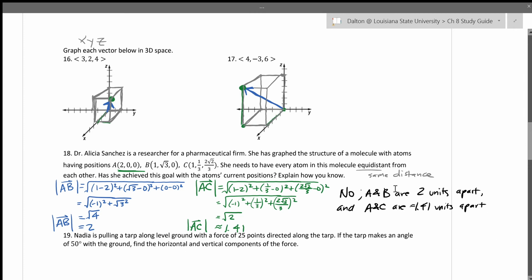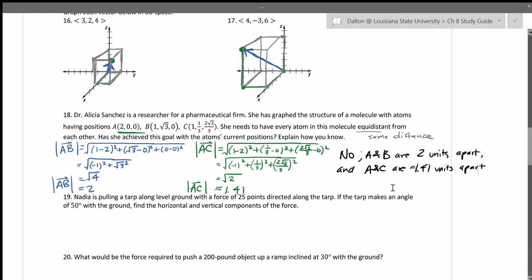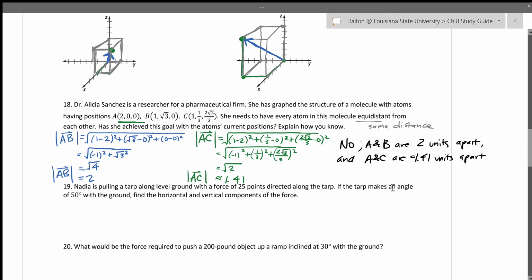Number 19, Nadia is pulling a tarp along level ground with a force of 25 pounds, directed along the tarp. If the tarp makes an angle of 50 degrees with the ground, find the horizontal and vertical components of the force. As mentioned before, anytime you have the ground as a part of your problem, that's going to be the horizontal component. So those two things typically will remain constant. The tarp is going to make a 50-degree angle with the ground. So we know that that'll be here.